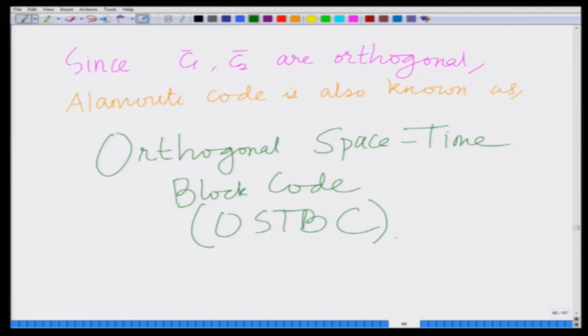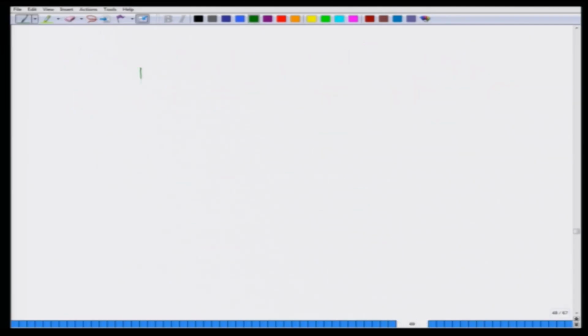This is a very interesting property of the Alamouti code, where the column vectors C1 bar and C2 bar are orthogonal. Therefore, the Alamouti code is also known as an orthogonal space-time block code. Now, let us look at the receiver for this Alamouti code, and the receiver has a very simple structure. I have Y bar equals C1 bar x1 plus C2 bar x2 plus W bar.